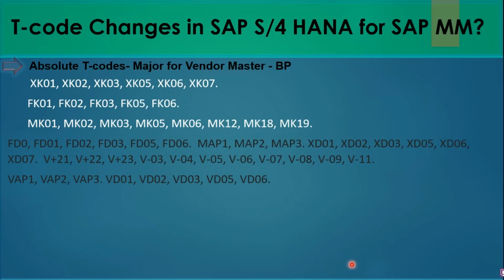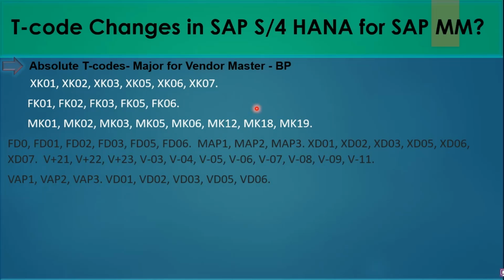So these all T codes have been obsolete. These three lines are relevant to SAP, and these are from the SD part as well. But from SAP, these three lines, that is XK01 up to XK07. Then you might have a question about the rest of the T codes. Let's say I will give you the example of XK99 where we maintain mass vendor data.